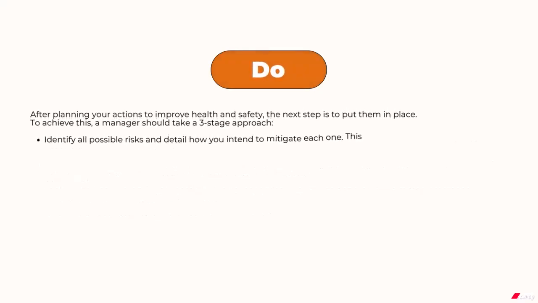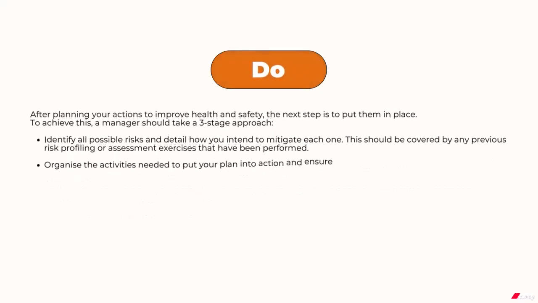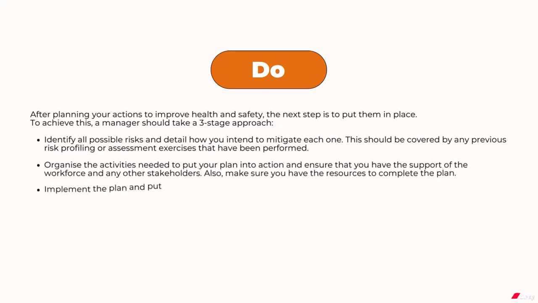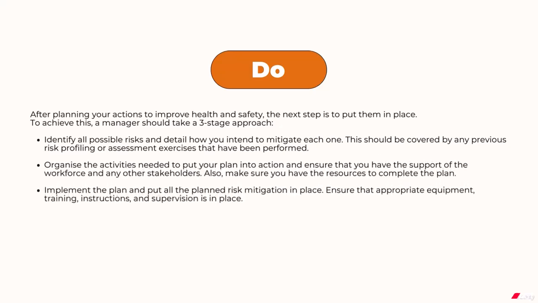Do. After planning your actions to improve health and safety, the next step is to put them in place. To achieve these, a manager should take a three-stage approach. Identify all possible risks and detail how you intend to mitigate each one. These should be covered by any previous risk profiling or assessment exercises that have been performed.